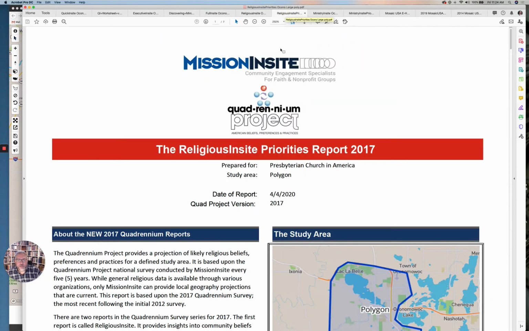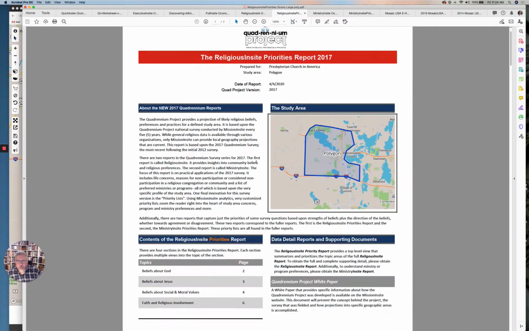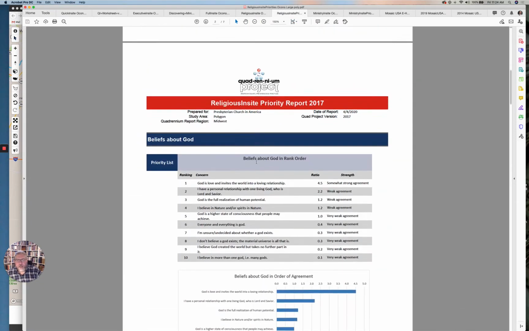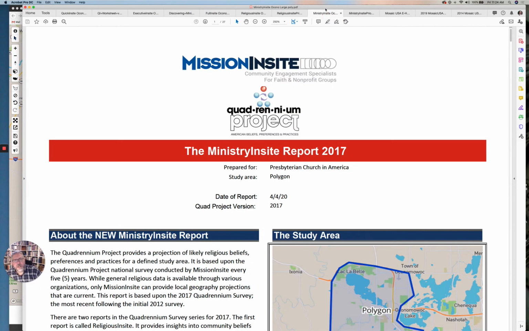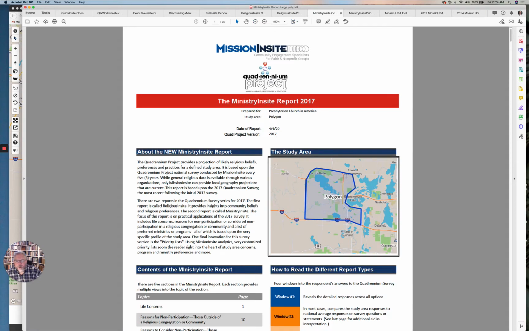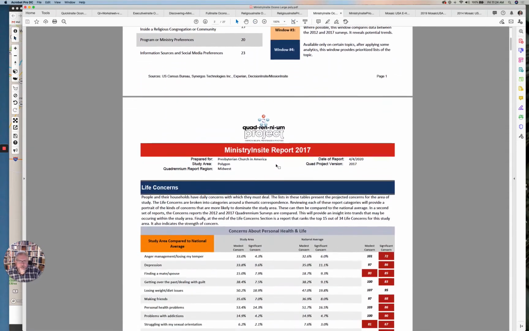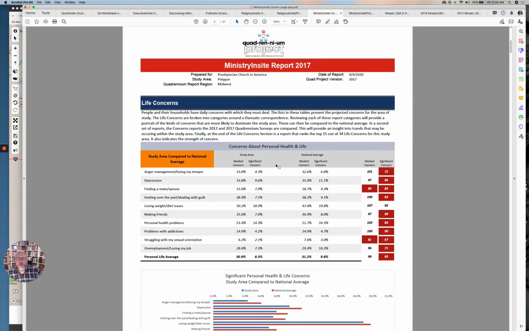The Religious Insight priority page is, again, a bit briefer, 7 pages, and gives you some of that same information, but on a bit higher level. Ministry Insight is going to help you determine and think about what this area is looking for in the context of ministry. And again, it's not that you're going to determine what your philosophy of ministry must be, but it will help inform where it's going to work.